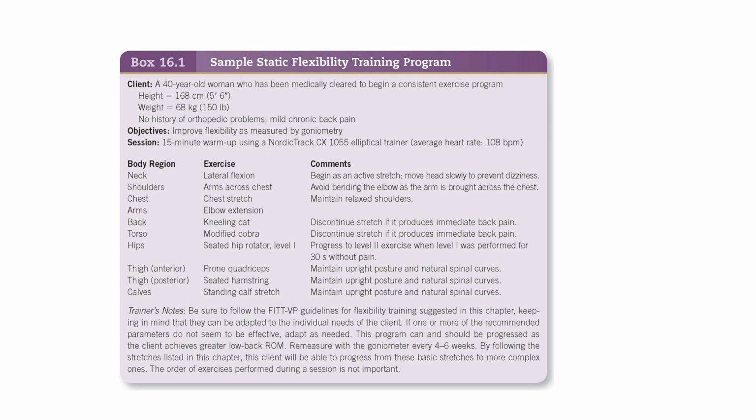And the objectives are to improve flexibility as measured by goniometry, because that's the only true way you can measure flexibility. So the session consists of a 15-minute warm-up using a Nordic Track elliptical trainer, making sure her heart rate's about 108 beats per minute. And you can see the stretches that are lined out, beginning with the neck, then going to the shoulders, the chest, the arms, the back, the torso, and the hips. And then just making sure to follow the FITT-VP model.